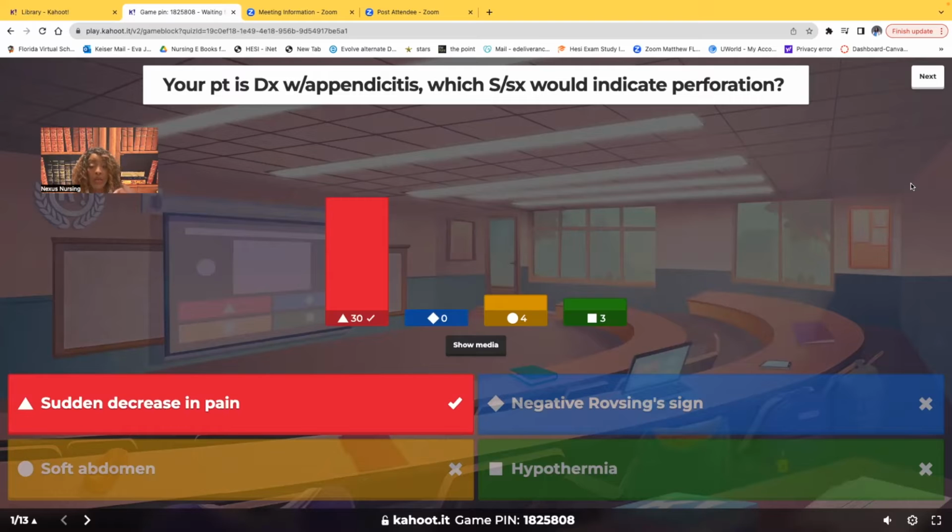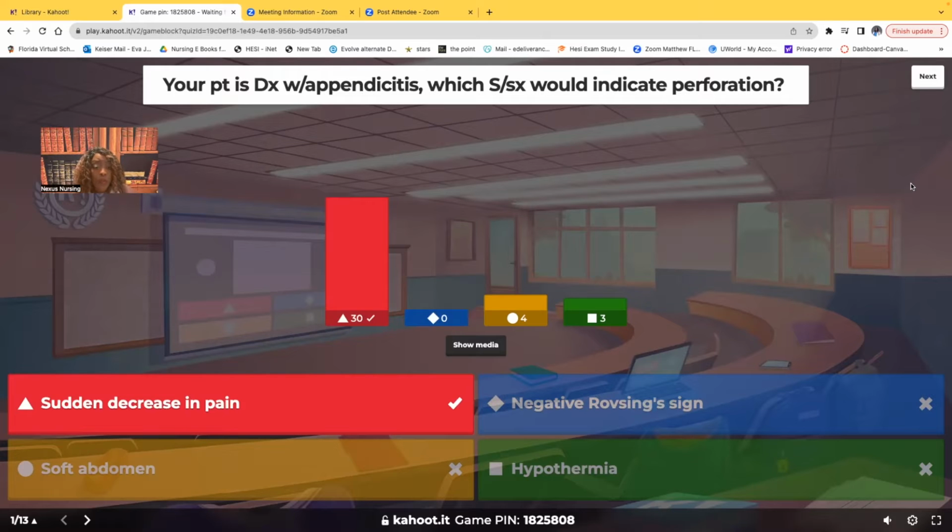That's the correct answer. Now let's look at the wrong answer choices. A negative Rovsing sign. First of all, if the patient has appendicitis, we would expect the patient to have a positive Rovsing sign. What that is, guys, is when you palpate anywhere in the patient's abdomen and they have pain in the right lower quadrant. That lets you know the patient most likely has appendicitis. So it wouldn't be a negative Rovsing sign.